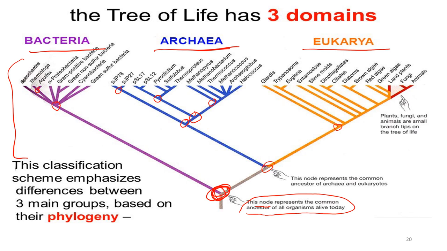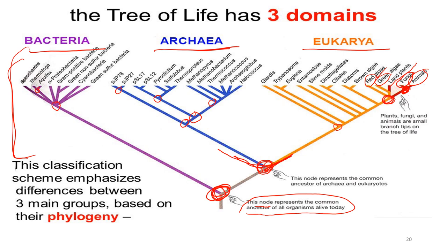And then you have this branch here that diverges organisms into archaea and also eukarya. And then the node here, for example, is the branch that diverges organisms into, for example, algae. You have the red algae, the green algae, and then the terrestrial plants, the land plants. And then the node here diverges organisms into fungi and animals. Basically fungi and animals, if you look at this node, come from the same ancestor. So this classification scheme emphasizes differences between the three main groups, the three domains, based on their phylogeny.